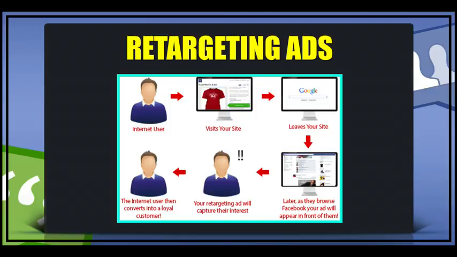Now, on the top left there, you have an internet user. That internet user visits your website, and then they leave your site, and later, as they browse Facebook, your ad will appear directly in front of them, okay? That's going to retarget their interest. It's going to basically remotivate them about the thing that they saw that they liked. And this internet user then converts into a loyal customer. So I'm going to leave this up for a minute so you can really get to understand this.